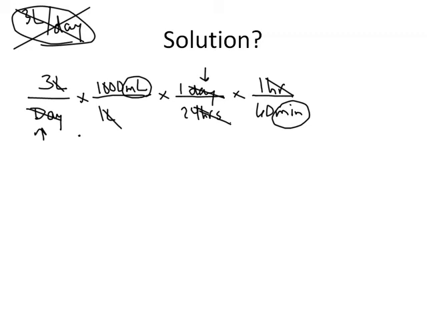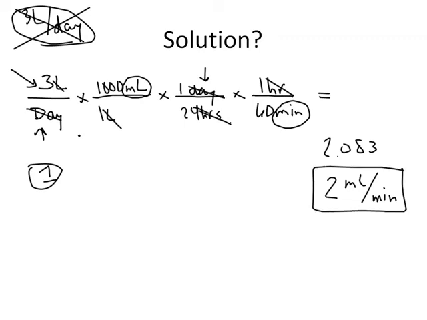So my math then is essentially the 3 times 1,000 divided by 24 divided by 60. Which, in my calculator, is going to be 3,000 divided by 24 divided by 60, which I get 2.083. Notice 3 liters per day, only 1 sig fig. So I should only have 1 sig fig out here, and it's 2 milliliters per minute, is what the IV pump should say.